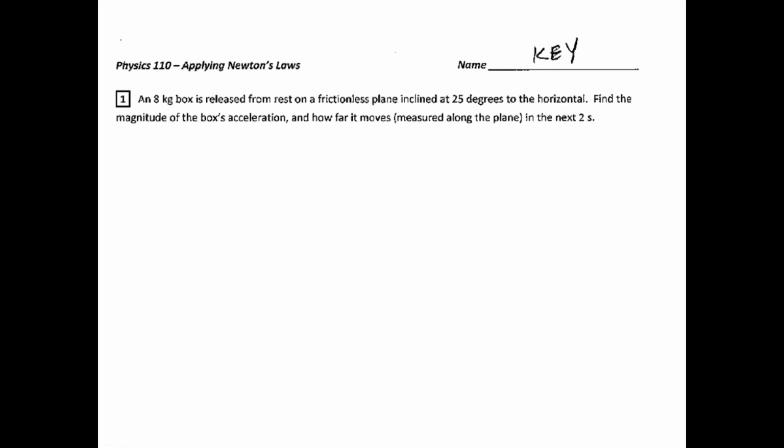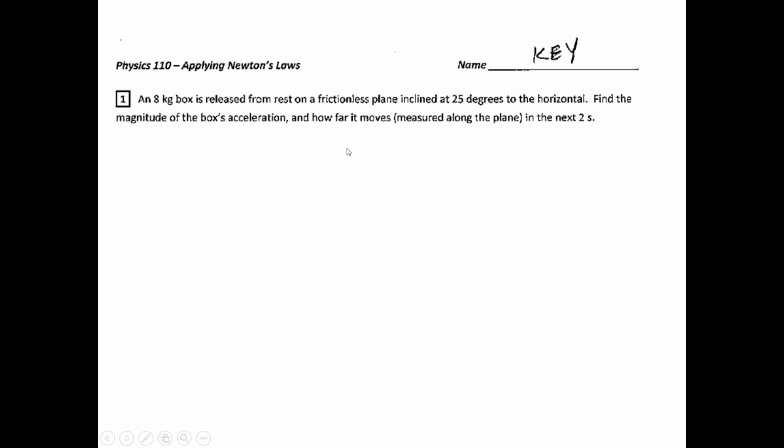Here's an 8-kilogram box released from rest on a frictionless plane inclined at 25 degrees to the horizontal. Find the magnitude of the box's acceleration, and then I just threw a little extra kinematics problem in here. Once you know the acceleration, and assuming the acceleration is constant, we can find out something that we might ask in a kinematics context. How far does it move in the next 2 seconds? I gave you t, and I want to know x, if x is along the plane.